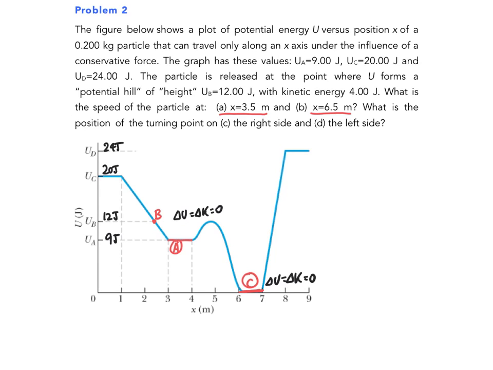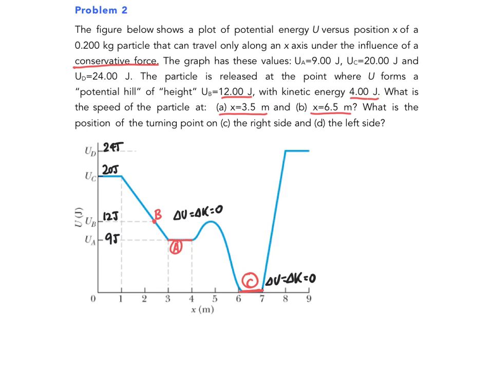So we're asked to find the speed of the particle at those points. We're going to have to use conservation of energy, so look at the kinetic energy to find the speed. Something that I'll point out here is that at height B, at 12 joules of potential energy, there's kinetic energy of 4 joules. And this is a conservative force. We've been told there's only conservative forces acting on this guy.